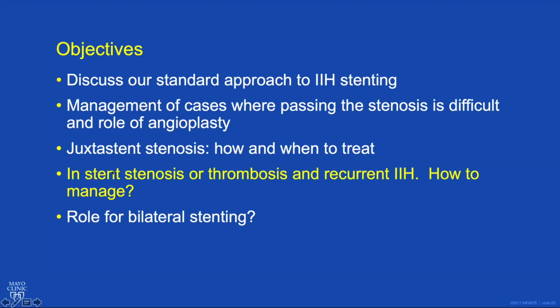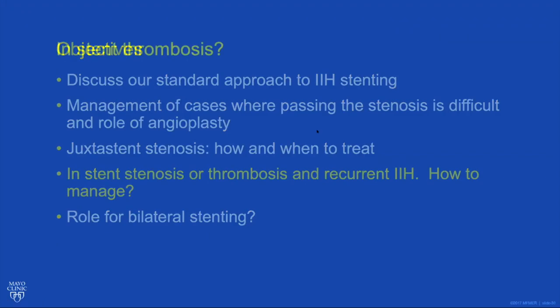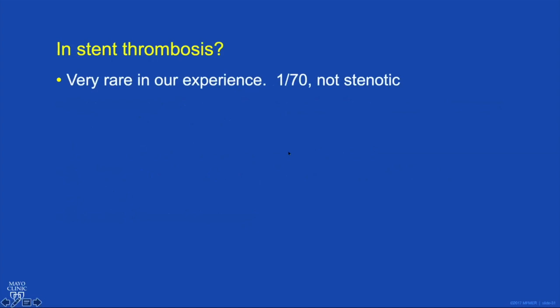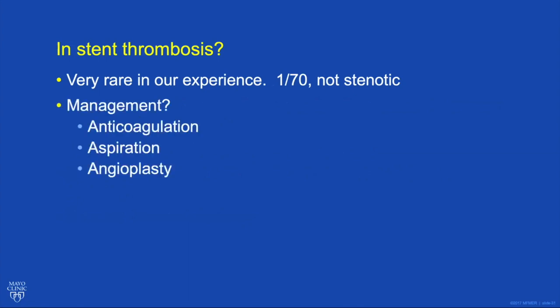So the next case, in-stent stenosis or thrombosis and recurrent symptoms. How do we manage those cases? In our case series, it's been very rare. There's been one case of a thrombus inside a stent, and it did not result in any stenosis. And then there's questions about management: anticoagulation, thrombectomy, or angioplasty. In this case, because it was not stenotic, we elected for anticoagulation.